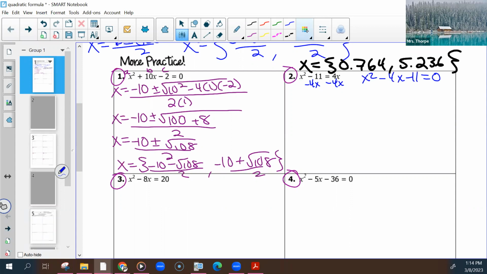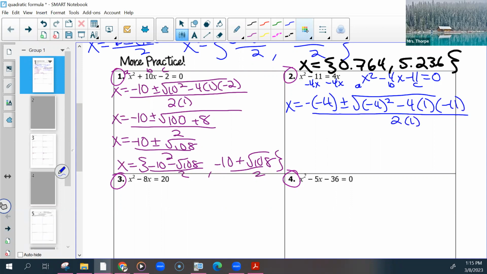And then you can label and start the process. So then we can start to put them in the formula. X equals negative B, it was already negative though, plus or minus the square root of B squared. If you wanted to go ahead and change that, you could. Minus 4 times 1 times negative 11, all over 2A.